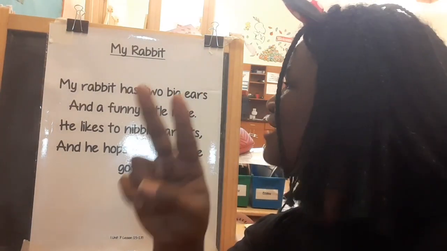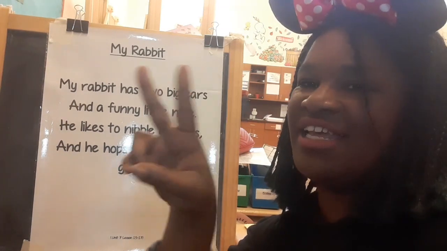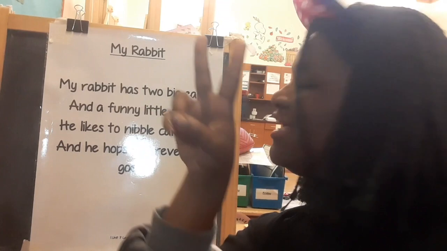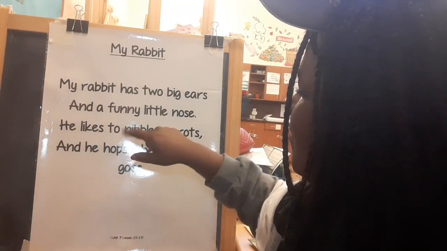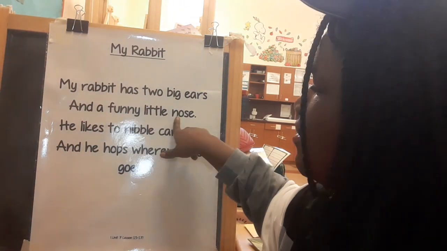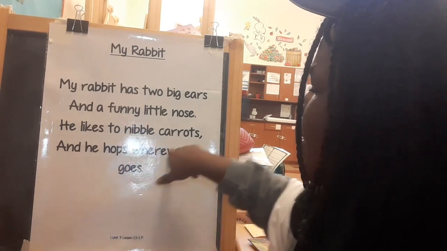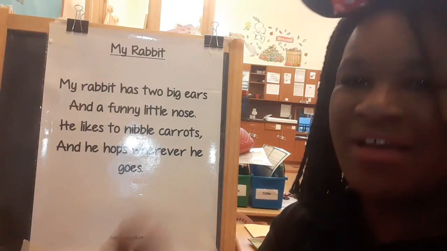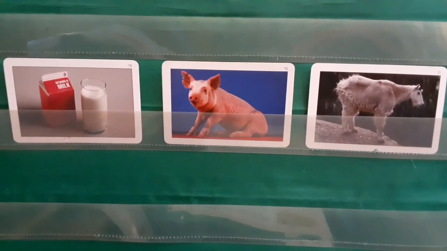My rabbit has 2 big ears and a funny little nose. He likes to nibble on carrots and he hops wherever he goes. Let's listen for rhyming words. My rabbit has 2 big ears and a funny little nose. He likes to nibble carrots and he hops wherever he goes. Nose, goes. Rhyme.